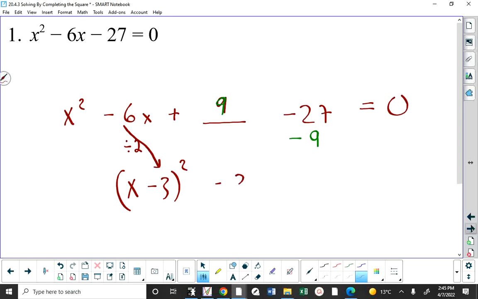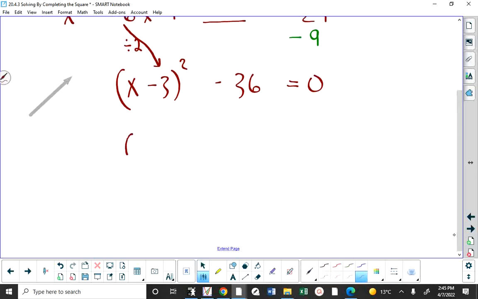Minus 36 equals 0. So I don't think I need color coding here. I want to get rid of the 36 first. Then I want to get rid of the squared. Then I want to get rid of the number that's right next to the x. So I add 36 to both sides and get x minus 3 quantity squared equals 36. I take the square root, correct? Come on, you guys. Plus or minus, good.